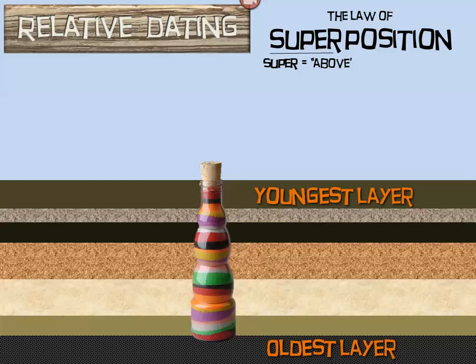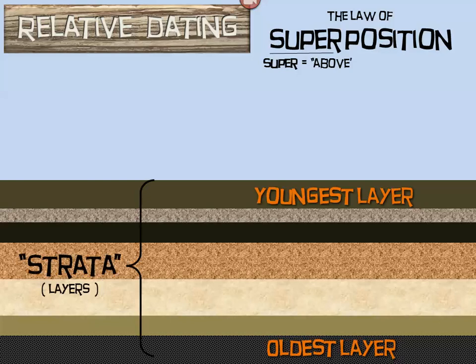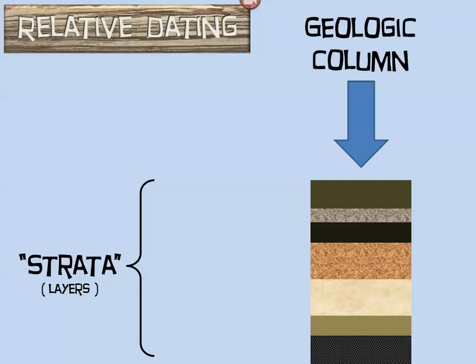There it is. It's a pretty simple one, really. And as we look at these various strata, and that's what these layers are called in geology, we call them strata, the law of superposition just tells you that oldest layers are on the bottom, youngest layers are on the top, in an undisturbed sedimentary rock sequence like this. So this rock sequence we call the geologic column.